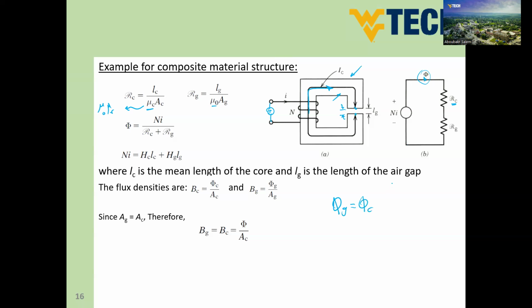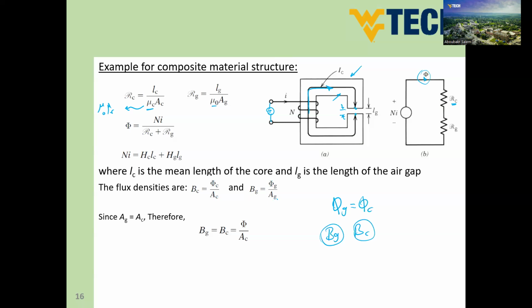However, if I would like to get the magnetic flux density for the gap and for the core, is it going to be the same or not? You know that B equals phi divided by A. So I can say B of core equals phi core divided by A core, and B g for the air gap equals phi g divided by A g.